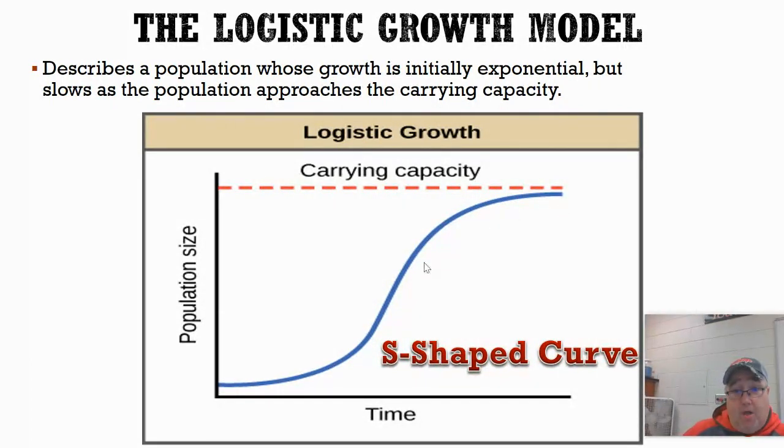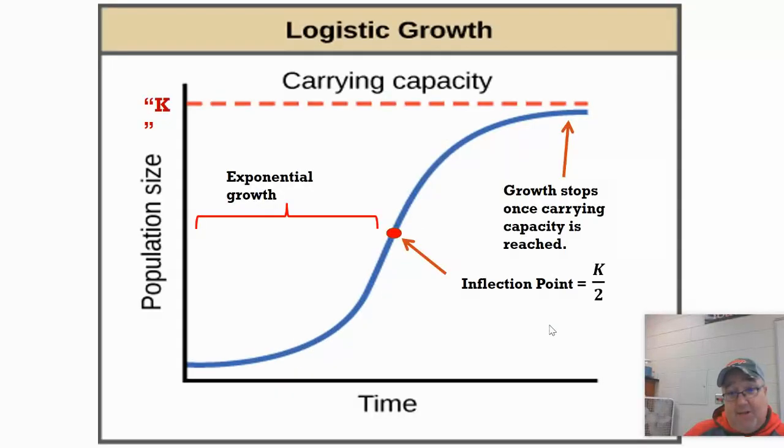So this is what we call an S-shaped curve. Notice it has kind of an S shape to it. A couple terms here and just a couple points I want you to be familiar with on this. Again, in this area of the graph right in here, here we see our exponential. Now this point right in the middle of the graph, this is what we call the inflection point.